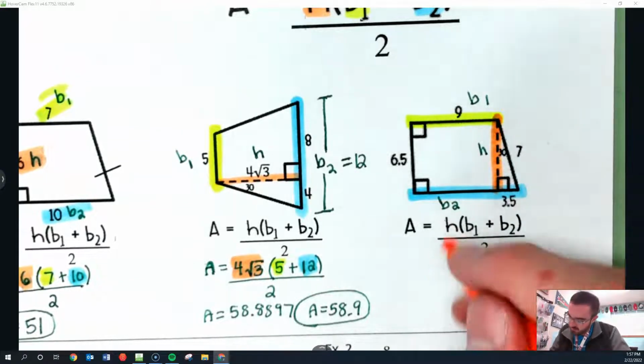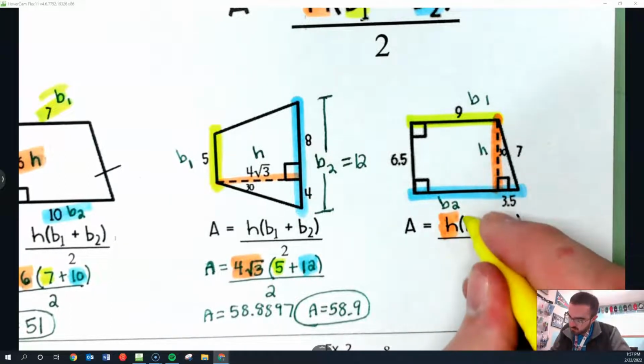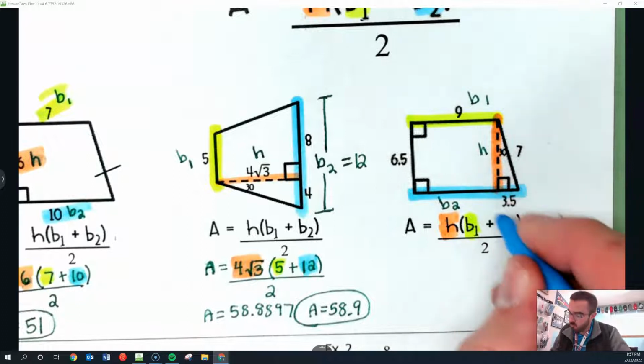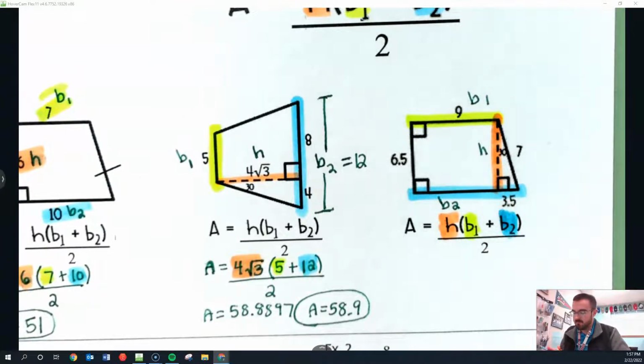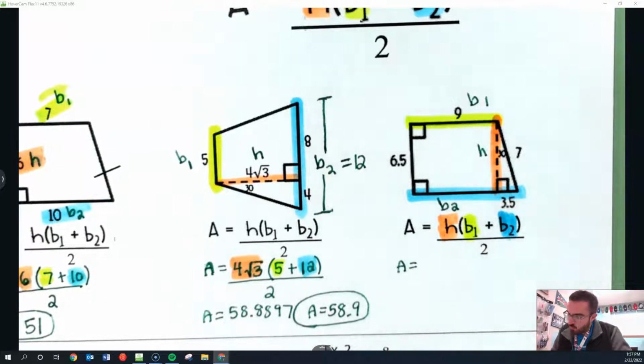Okay, so we need to figure out the height. Base 1 is going to be the yellow. Base 2 is going to be the blue. So let's take that one step at a time. The area equals, okay, what's the height?